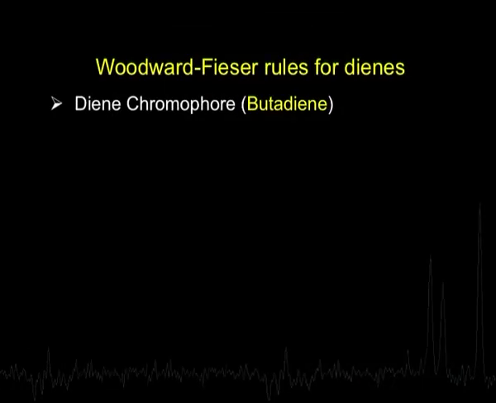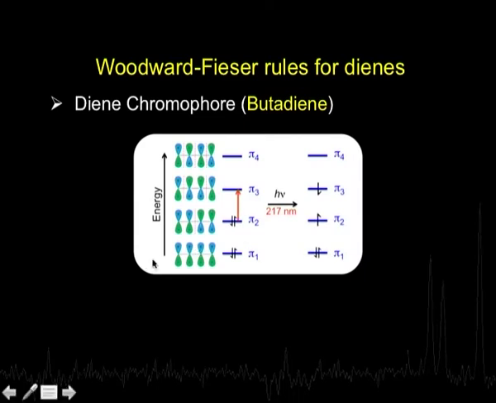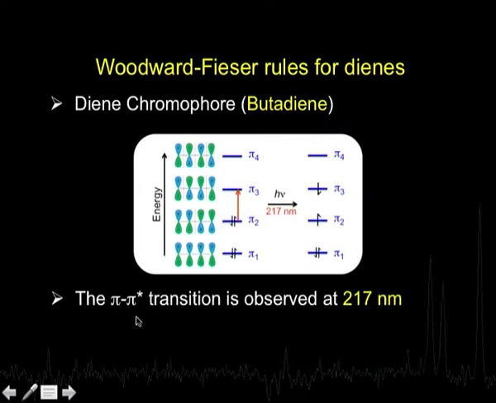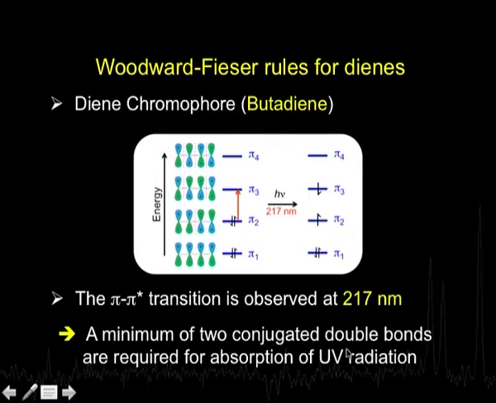Now, if I go to dienes, let me take the simplest possible diene, butadiene. There are 4 carbon atoms and 4 molecular orbitals, and the transition you observe in the UV visible spectrum is from pi 2 to pi 3, at 217 nanometer. So, this pi to pi star transition is observed at 217 nanometer, which is in the UV visible range, and what we conclude is that we need a minimum of 2 conjugated double bonds to observe any spectrum in the UV visible range. That is for the dienes per se.